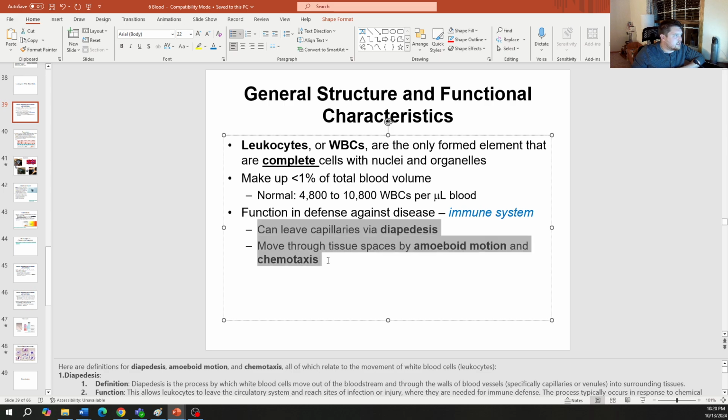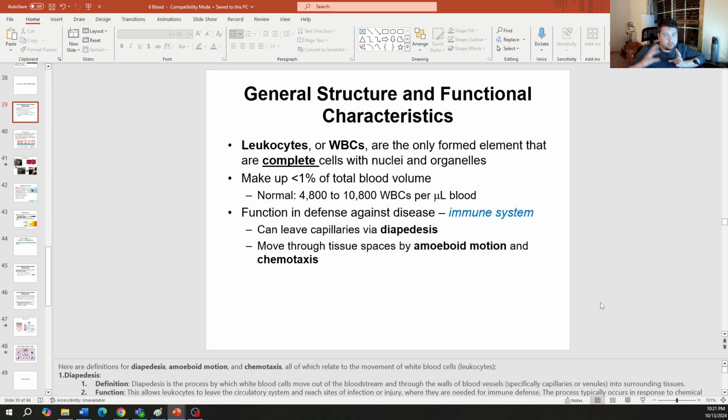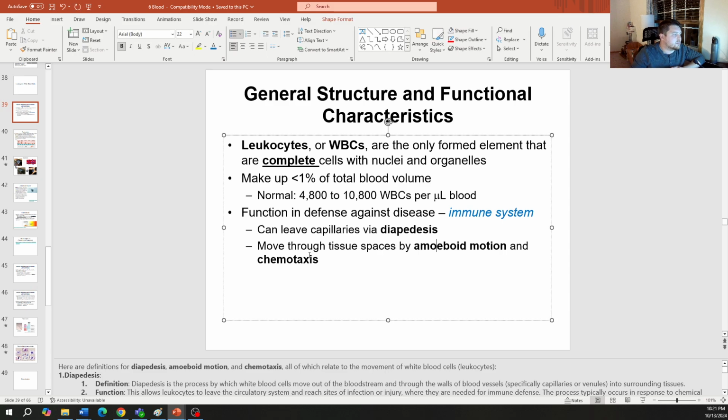Key points that we're going to go over. They leave the capillaries via a process called diapedesis. Practice saying this word a couple of times because it's going to come back a lot in the future. You need to make sure that you know this word. And they move through tissue spaces by what's called amoeboid motion. If you don't know what an amoeba is, it's kind of like a single-celled organism. It kind of looks like a little blob, and it moves around through stuff. As well as chemotaxis, depending on how you want to say it. So these 3 terms we're going to dive into.